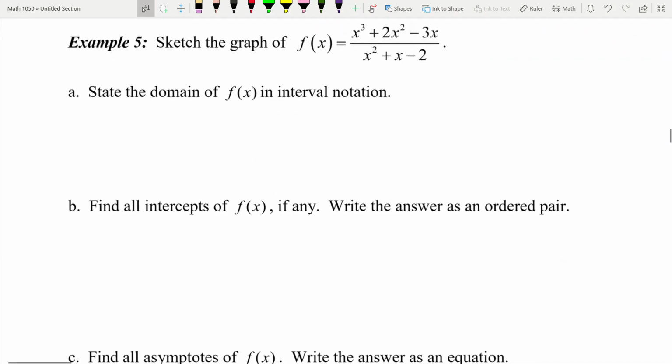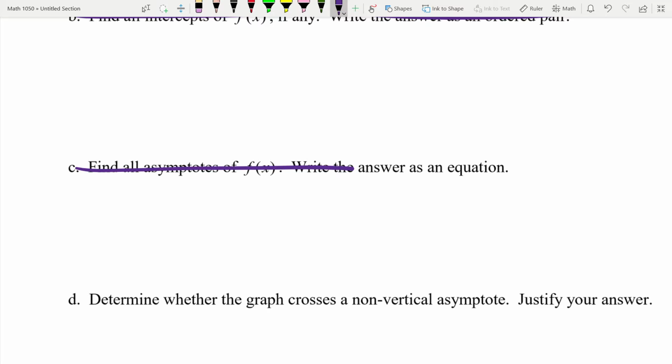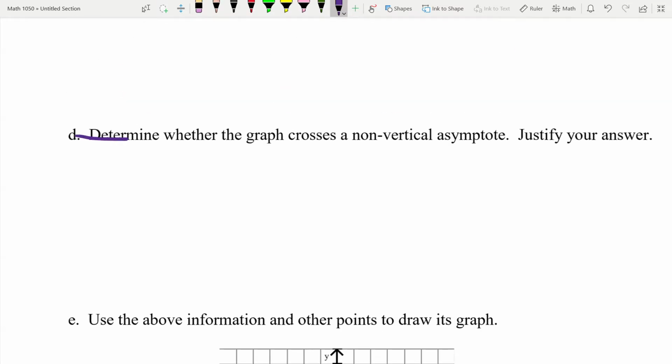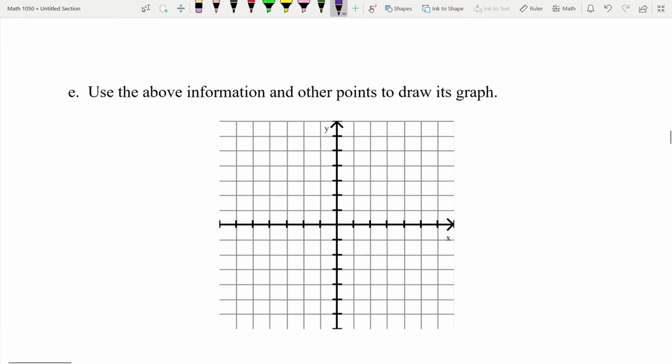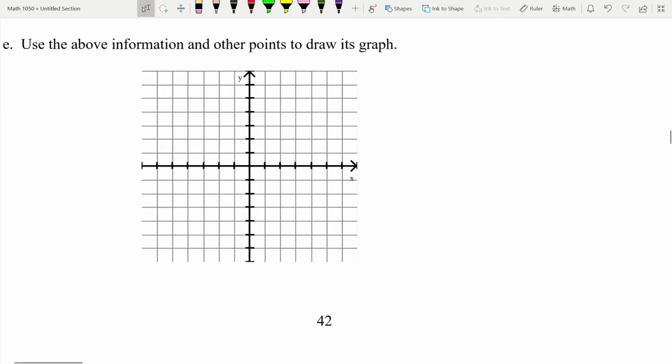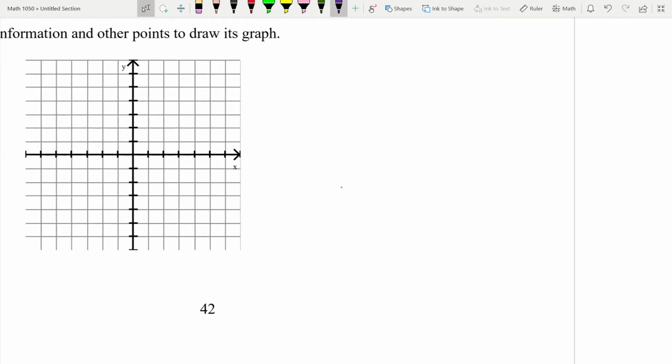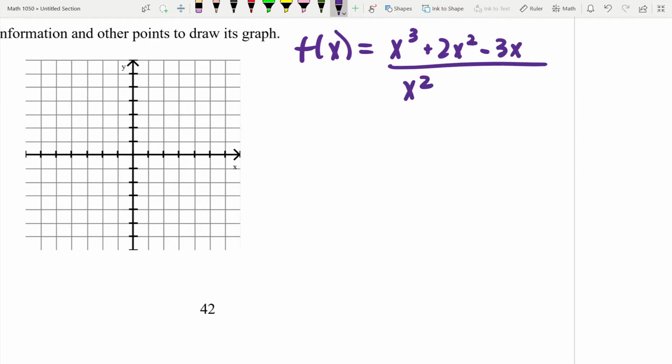Okay, so I want you to get rid of A. I want you to get rid of B. I want you to get rid of C. I want you to get rid of D. Okay, Hope. I can't see the equation anymore, so I know it's f of x equals x to the 3rd. Will you keep reading it to me, honey? Plus 2x squared. Okay. Minus 3x. Okay. Over x squared. Okay. Plus x minus 2. Great.